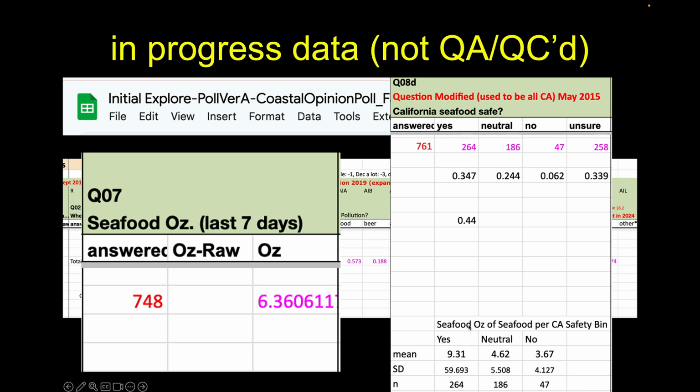So what I've done is I'm looking at people here that think California's seafood is safe. For people that say that, how many ounces on average of seafood are they eating? And so what we find is that for folks that said California seafood is safe, they're eating about 9.3 ounces of seafood a week, whereas the neutral folks are eating about 4.6, so about half the amount of seafood. And people in the no camp are about 3 2/3 ounces.